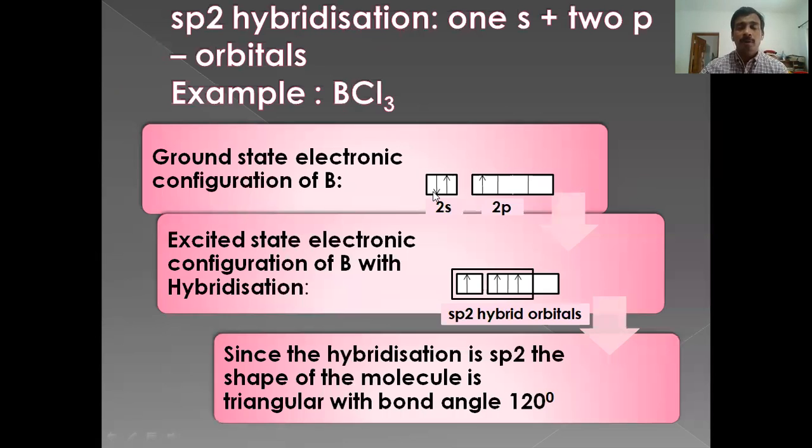1s2, 2s2, 2p1. So in an excited state, this electron is promoted to one of the 2p orbitals and it will undergo hybridization and you will get three sp2 hybridized orbitals. There will be one unhybridized p orbital, but there is no electron in that unhybridized p orbital. Therefore, the hybridization is sp2. The shape of the molecule is triangular with bond angle 120 degree.